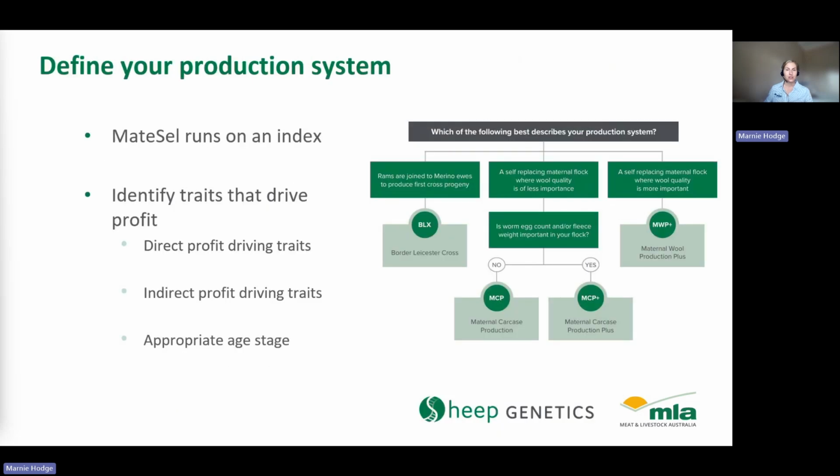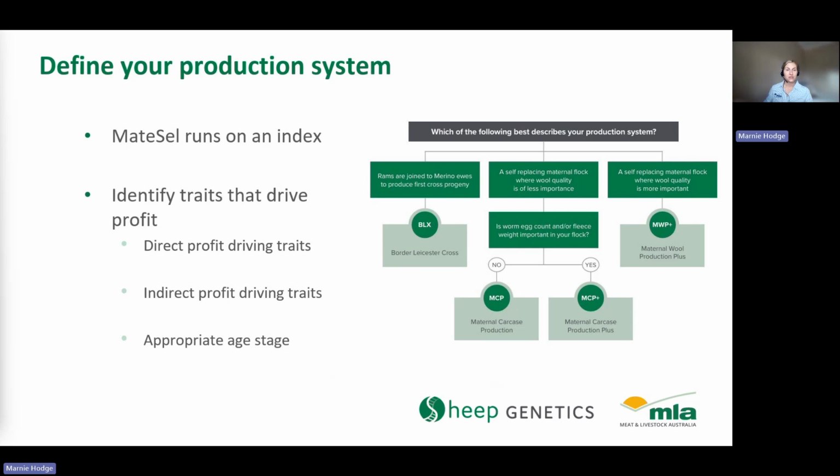So the first thing is to define your production system, and the production system that you're selling rams into, essentially, so your commercial clients' businesses. MateCell runs on an index, so we need to, I guess, align your particular breeding program and your production system to an index. So if you don't know which particular index best aligns with your production system, I'd recommend jumping online on the Sheep Genetics website and having a review of the index documentation. So that's the first step.